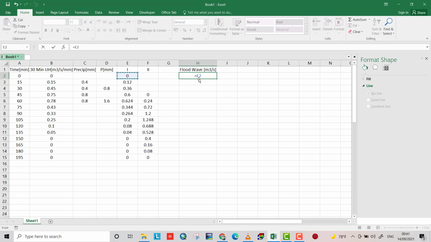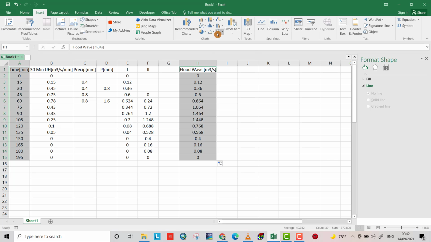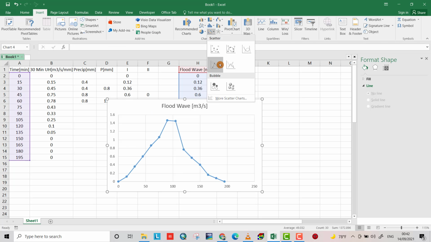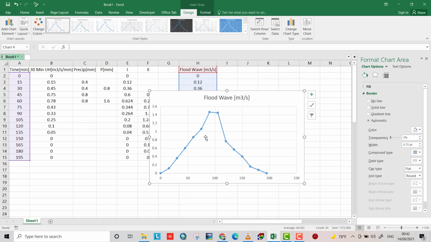So the flood wave equals this column plus this one. Drag. Okay, that is the flood wave. Let us plot. Insert. Yes. That's the flood wave.